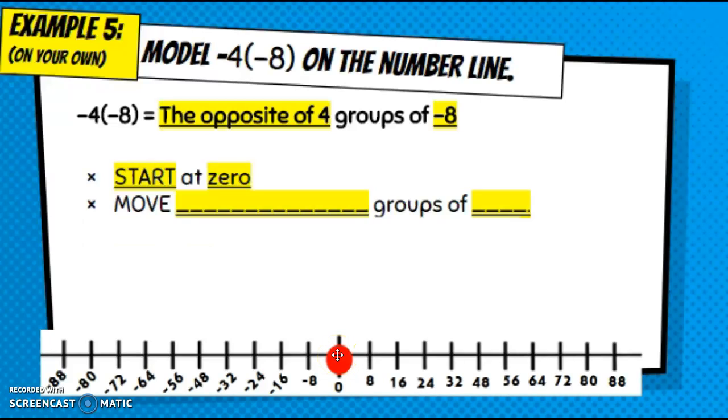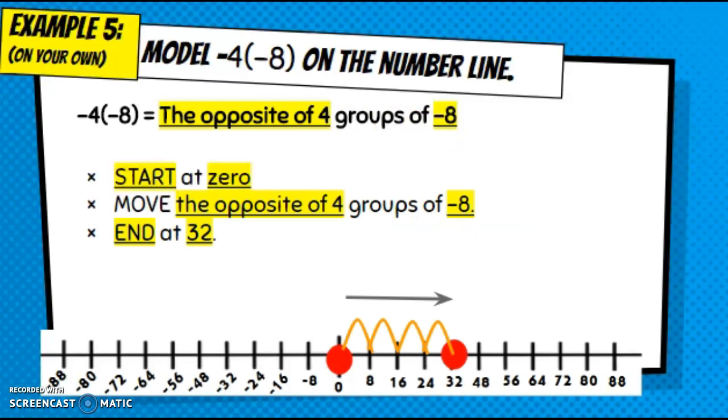So think about it. 4 groups of negative 8 would mean I would go to the left, right? Because the negative direction is to the left. 1, 2, 3, 4. But if I'm going the opposite of 4 groups of negatives, the opposite of a negative is a positive. So the reason that a negative times a negative is a positive is that on the number line, you are moving the opposite direction of negatives. And the opposite of a negative is a positive. So it looks like this. We move the opposite of 4 groups of negative 8.